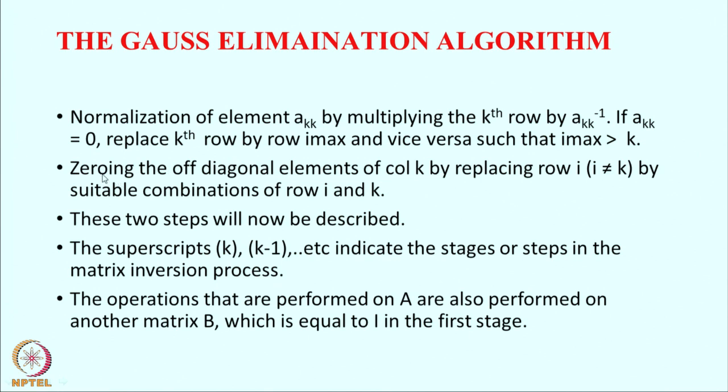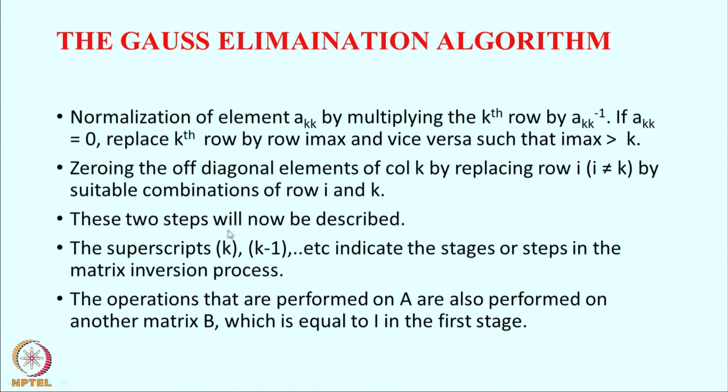Then the second part will be the off diagonal elements of column k. The diagonal element I have made 1. All the non diagonal elements, the off diagonal elements, I convert into 0 by replacing the ith row by a combination of rows i and k. So, I take a combination of rows i and k to zero all the off diagonal elements. Now, these 2 steps I shall describe.